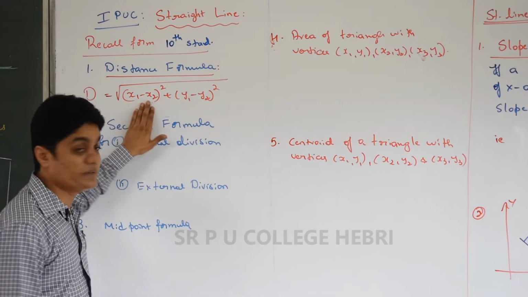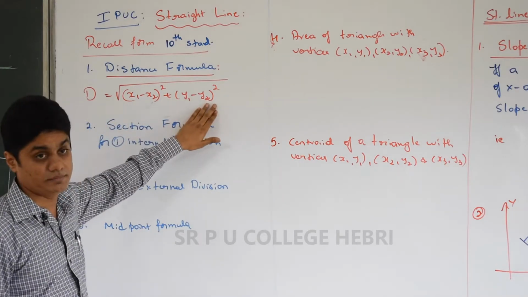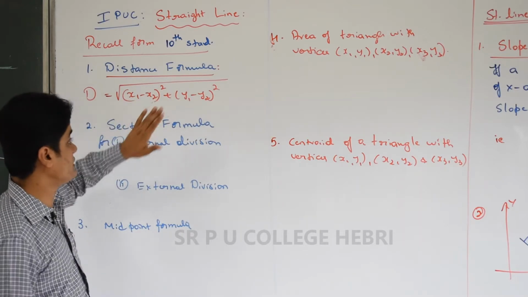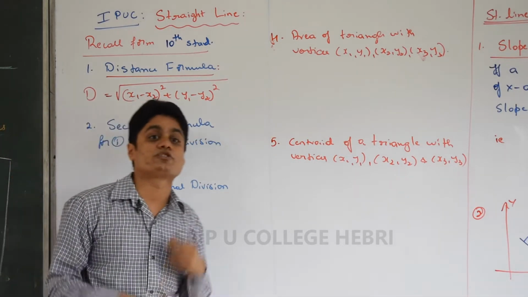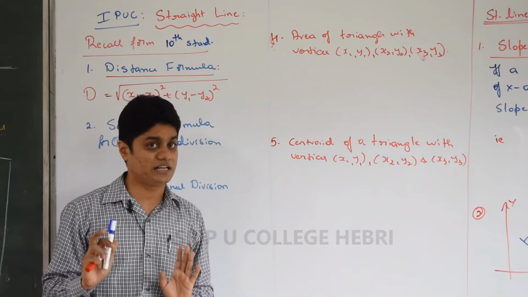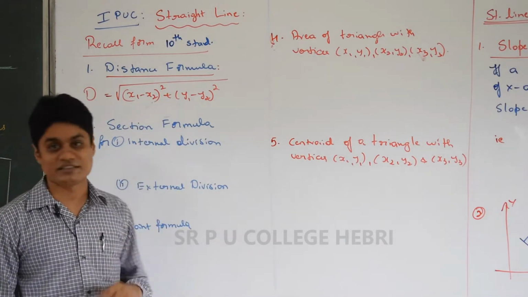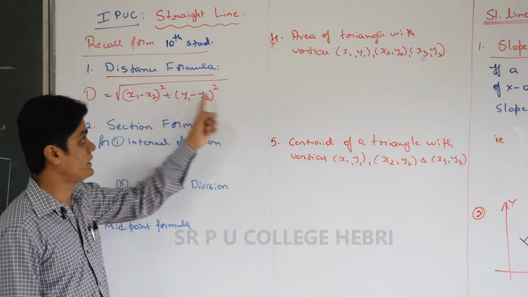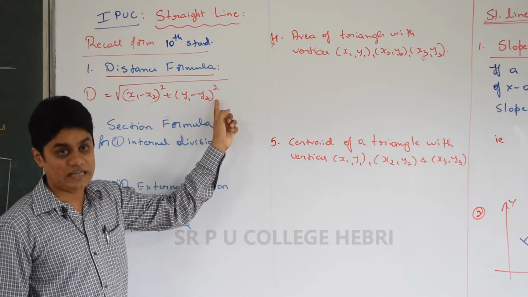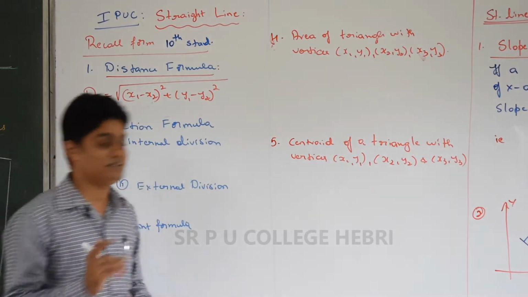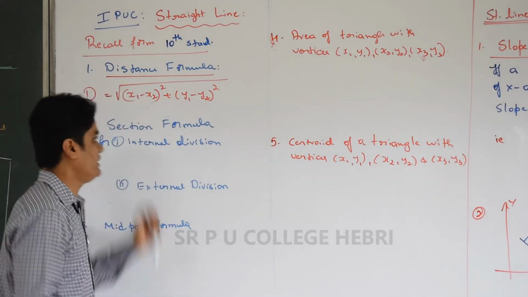Maybe you learned x2 minus x1 or y2 minus y1, but remember, because of the square, x1 minus x2 whole square is also equal to x2 minus x1 whole square. Then the confusion goes away. Mostly you may have learned x2 minus x1, but it is one and the same because of the square, the minus sign does not matter. Please remember that. So you can write x1 minus x2 as well as x2 minus x1. Very good.